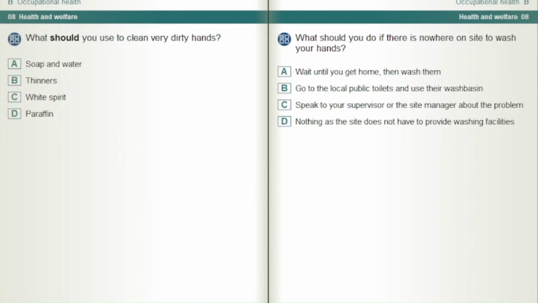What should you do if there is nowhere on site to wash your hands? Wait until you get home, then wash them. Go to the local public toilets and use their wash basin. Speak to your supervisor or the site manager about the problem. Nothing, as the site does not have to provide washing facilities.